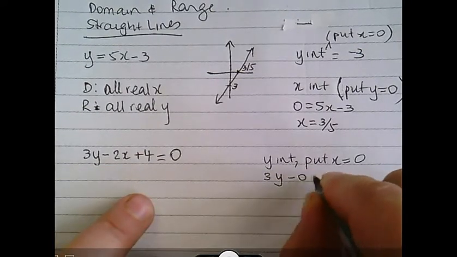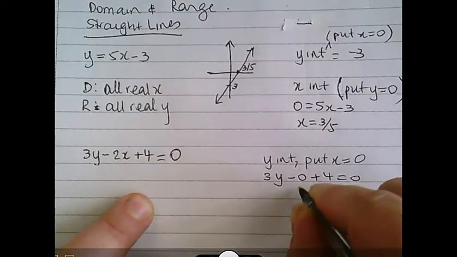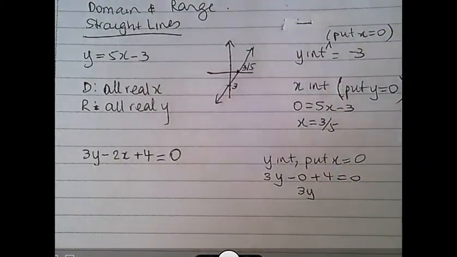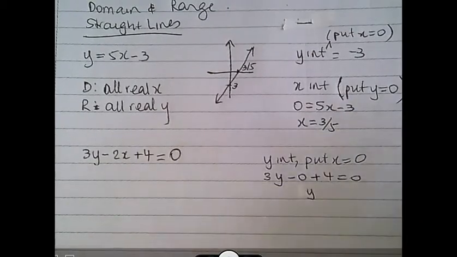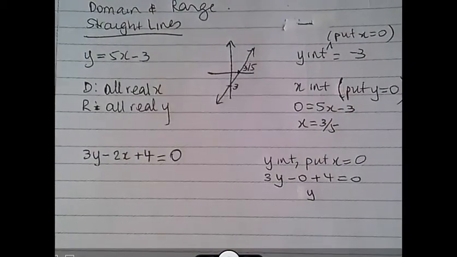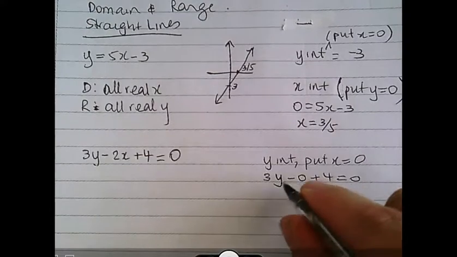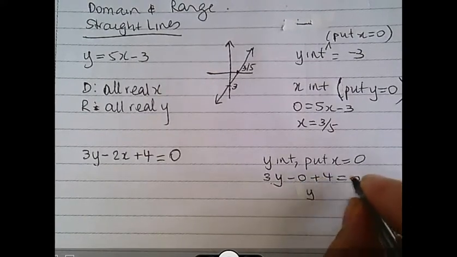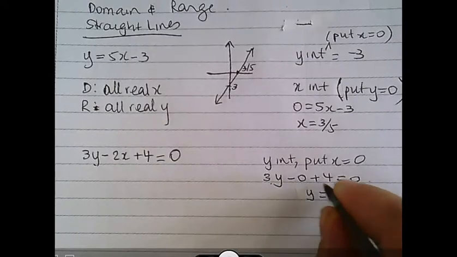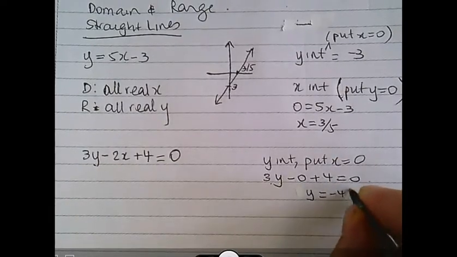3y minus 0 plus 4 is 0. 3y is -4. What's y? For the y-intercept, put x is 0. What do you get? 3y plus 4 is 0. y is -4 on 3.